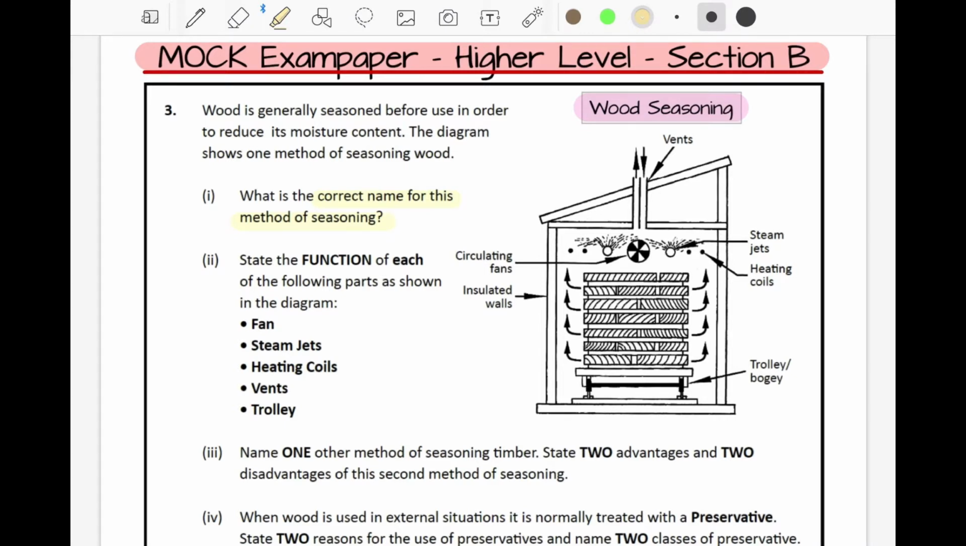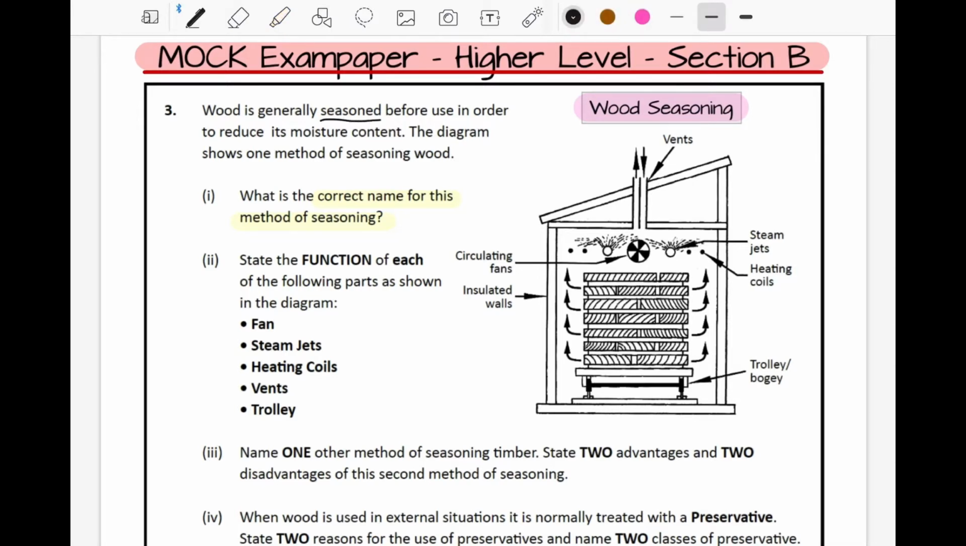Question 3 tends to be either seasoning or conversion, or maybe something in relation to trees, tree types or tree structure. In this case, it's wood seasoning, and it's quite likely that it may come up again this year because it comes up quite often. Wood is generally seasoned before use in order to reduce its moisture content, and the diagram shows one method of seasoning wood.